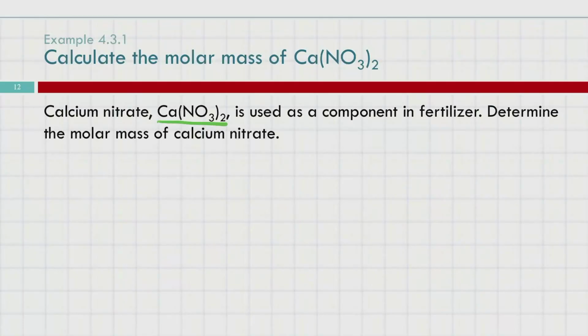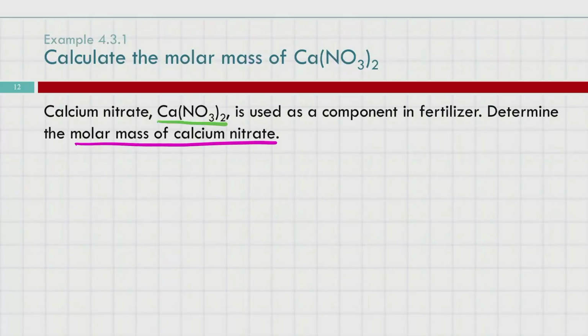Fortunately, we are given the formula, so we don't have to rely on our nomenclature skills. That is something that I may call upon you to do at some point. I will just tell you it's calcium nitrate, and you'll come up with the formula. Expect that in the future. So we're given the formula, and we are looking for the molar mass of the calcium nitrate.